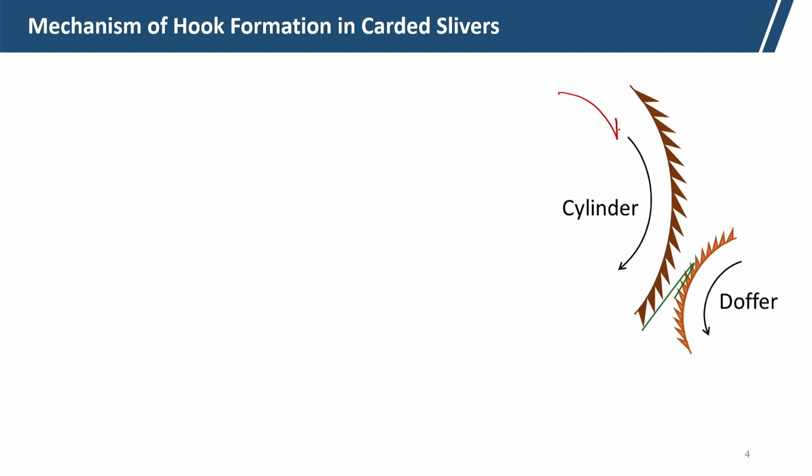This is the cylinder, which rotates clockwise, and the doffer is there. The wire points are oriented in opposite directions, although at the closest point of transfer they move in the same direction, but the cylinder moves at a much higher speed than the doffer.